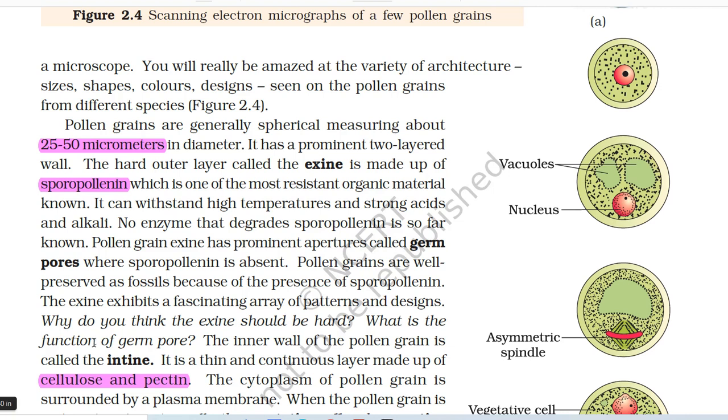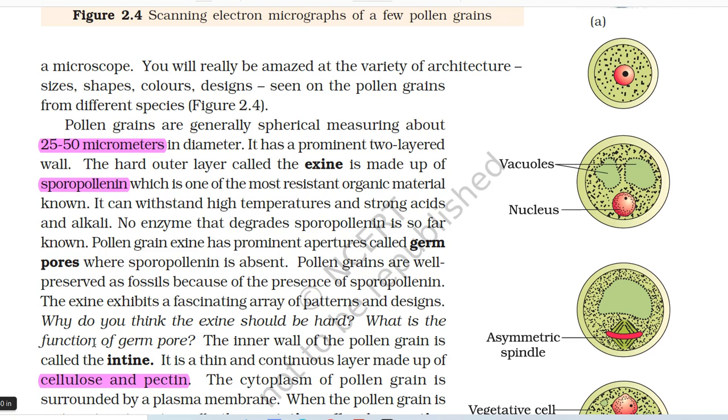It has a prominent two-layered wall. The hard outer layer called the exine is made up of sporopollenin, which is one of the most resistant organic material known. It can withstand high temperatures and strong acids and alkali. No enzyme that degrades sporopollenin is so far known.